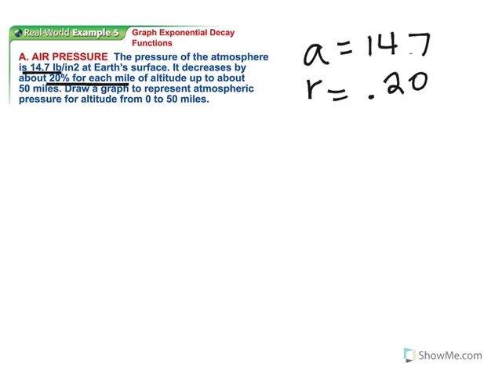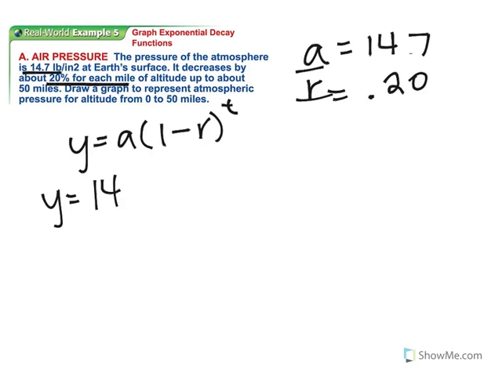And so we're going to insert that into our decay equation, which would be y equals a times 1 minus r to the t. Our growth function has a positive symbol here, but with our decay, since it's getting smaller, we're going to subtract here. Think of it that way. So now we're going to take all the values we just found and put them in. So we have y equals 14.7 times 1 minus 0.2, which gives us 0.8, raised to the t power.